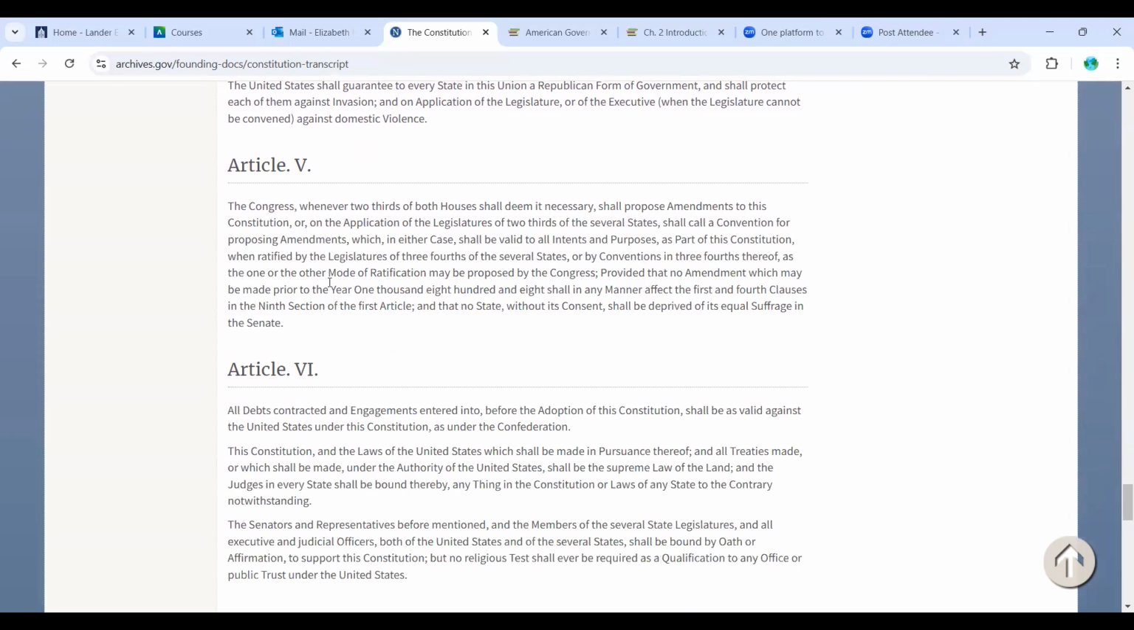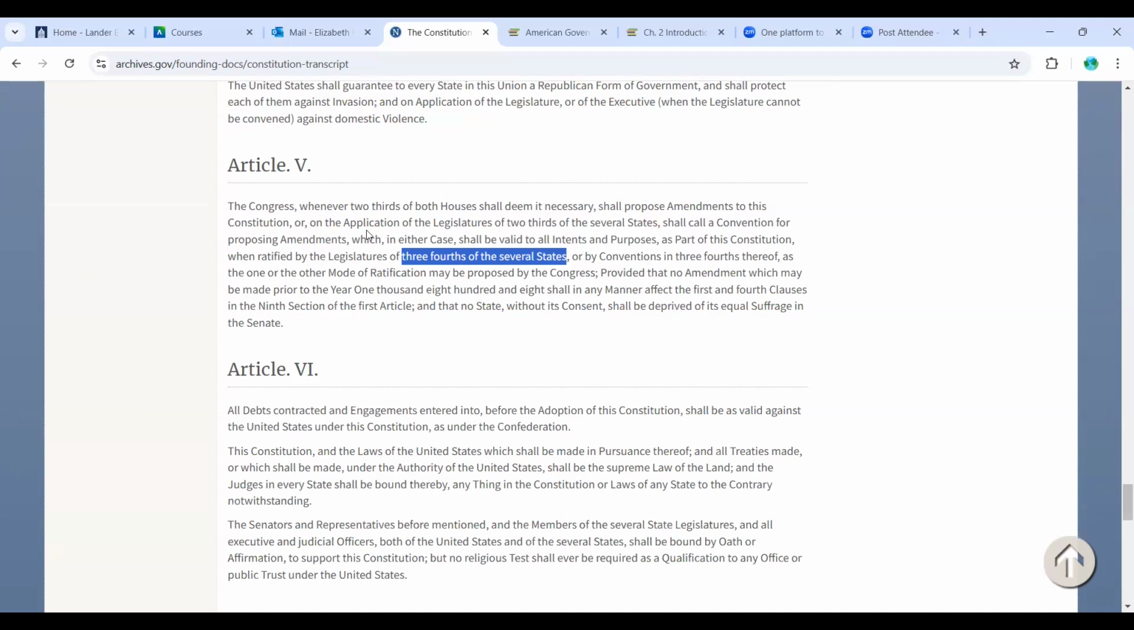Article 5 is all about amending the Constitution. There is a detailed process for how to do that. In the end, it requires the agreement or approval of 3/4 of the several states. And so I don't want any confusion here. I'm going to go over this a little bit more. Under the Articles of Confederation, you had to have a unanimous vote. All 13 states had to agree to amend the Articles of Confederation. That was impossible to accomplish.